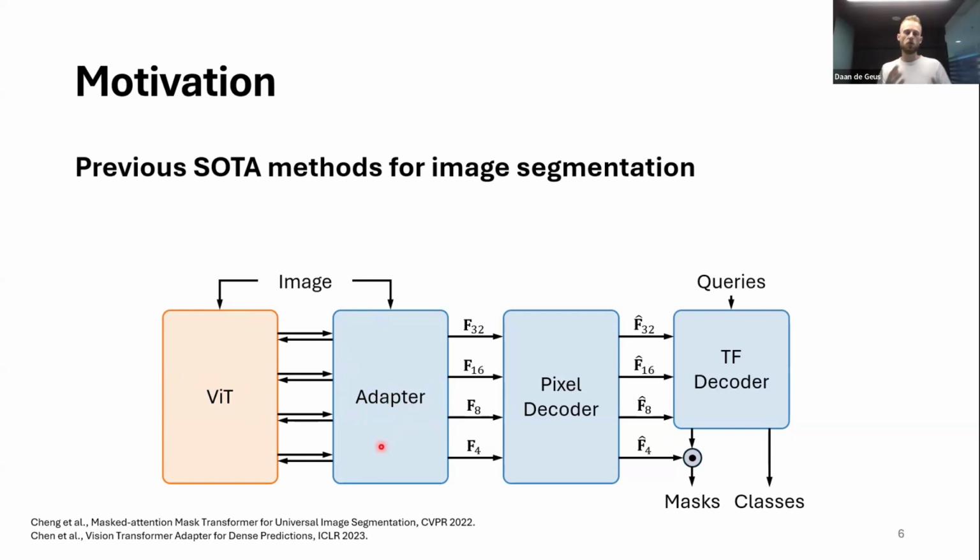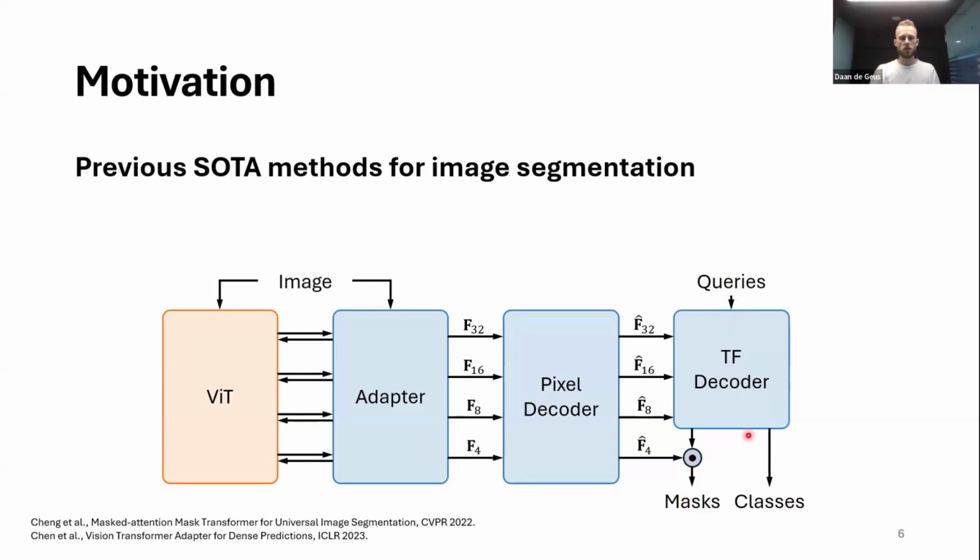And it does so to introduce some additional inductive biases that the vision transformer doesn't have natively. And then following that, we have a pixel decoder, which consists of deformable attention operations to aggregate and combine all these features into a set of coherent multi-scale features that are then fed to a transformer decoder, which does the actual segmentation by taking a set of learnable queries and letting each of these learnable queries represent an individual object. And then for each of these learnable queries, it predicts a mask and a class label.